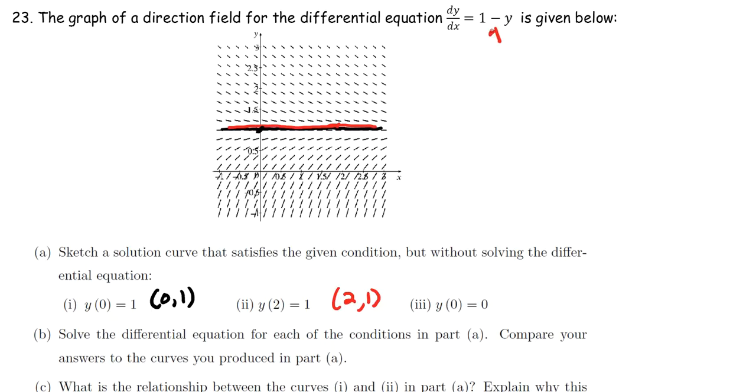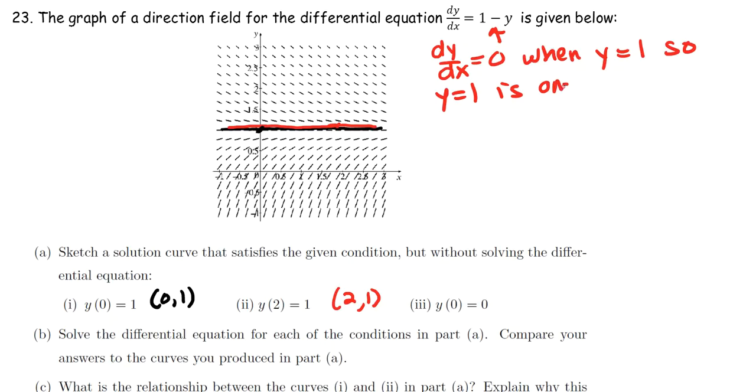So notice when you look at the differential equation, dy dx equals 0 when y equals 1. So y equals 1 is one of the solutions. So actually I could use my vocabulary better, it is a constant solution. It's not the only solution, but it is a constant solution. All right, but we'll notice something different happening in part 3, I'm sure.